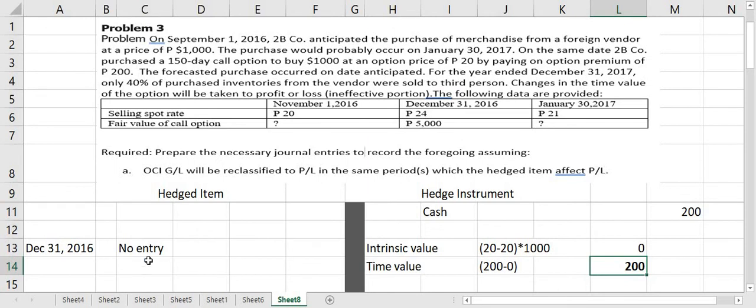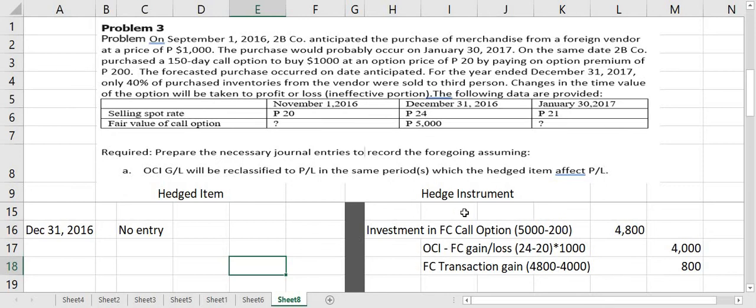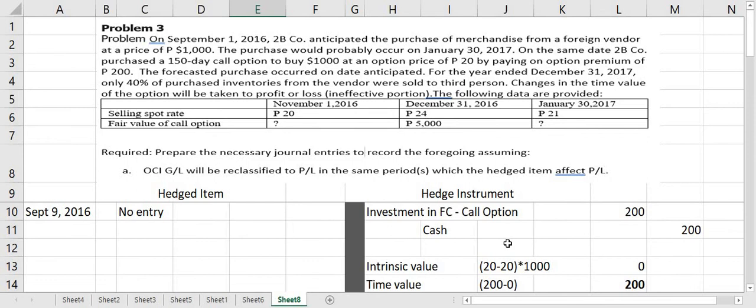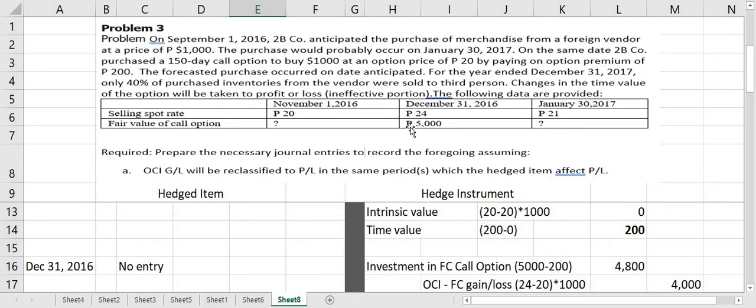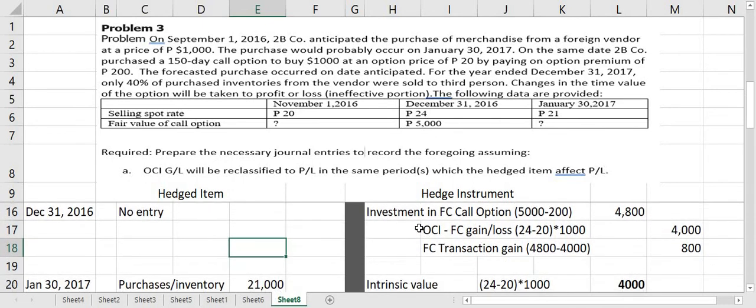On December 31, we still have no entry for the hedged item. While for the hedge instrument, our option, remember that the fair value should be 200, the amount of the premium paid at the time of the contract. Because it was 200 and became 5,000, the increase in the fair value of our investment is 4,800. That's the 5,000 fair value on December 31 less the 200 fair value on September, at the time of the contract.